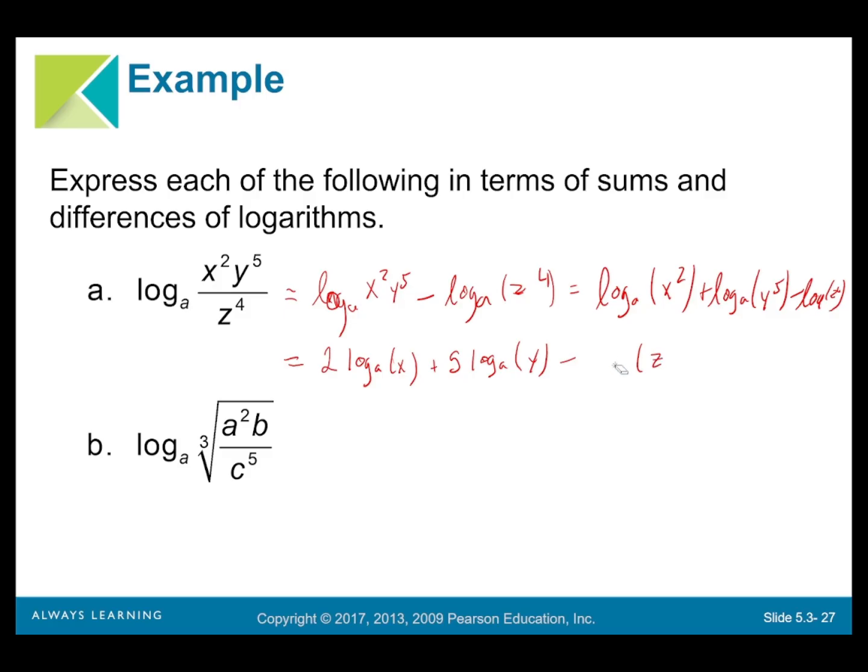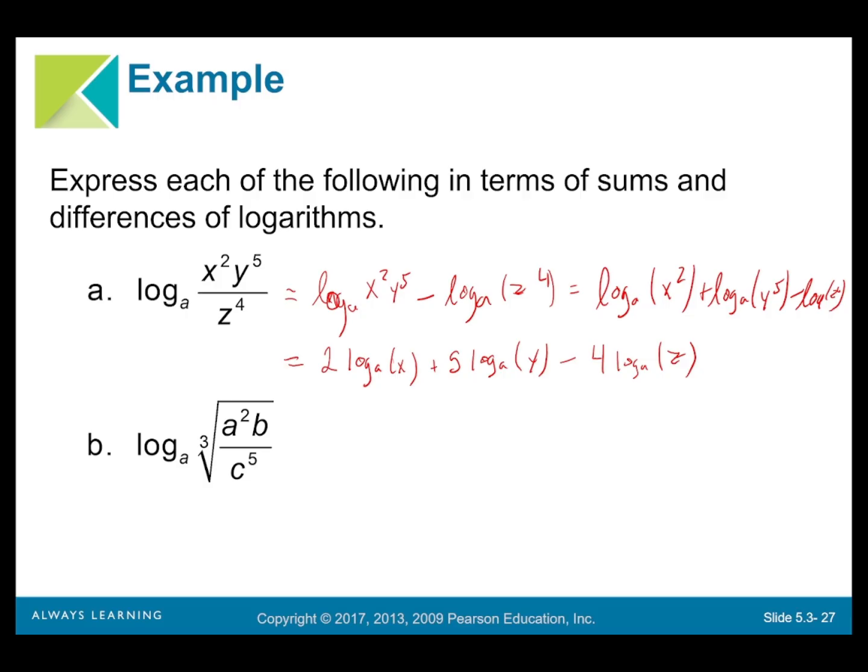Oh, I lost my 4. That's what I get for writing tiny in the corner. See, I have a 4 log a of z. That 4 drops to the front. So that's the fully simplified version of this here. I don't know if I'd actually call it simplified. It's the expanded version of the logarithms here.